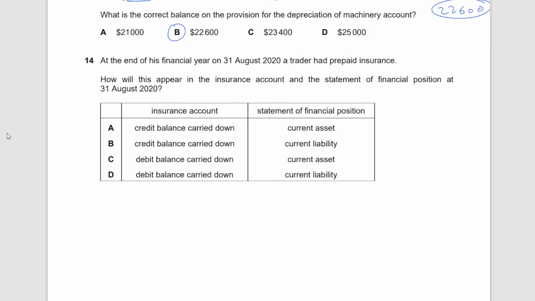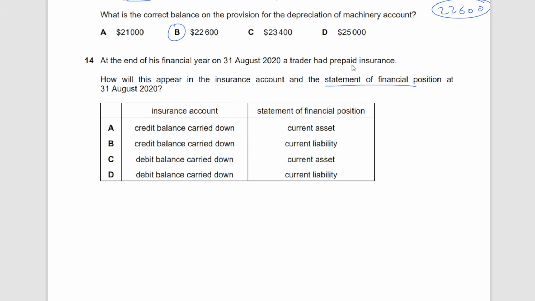At the end of his financial year, on 31st August 2020, a trader had prepaid insurance. Prepaid insurance means you have paid for an expense, for a future expense, that is your current asset under other receivables. The heading is under other receivables. How will this appear in the insurance account and the SOFP, statement of financial position, previously known as balance sheet? They don't use that term anymore in your book, in your syllabus.